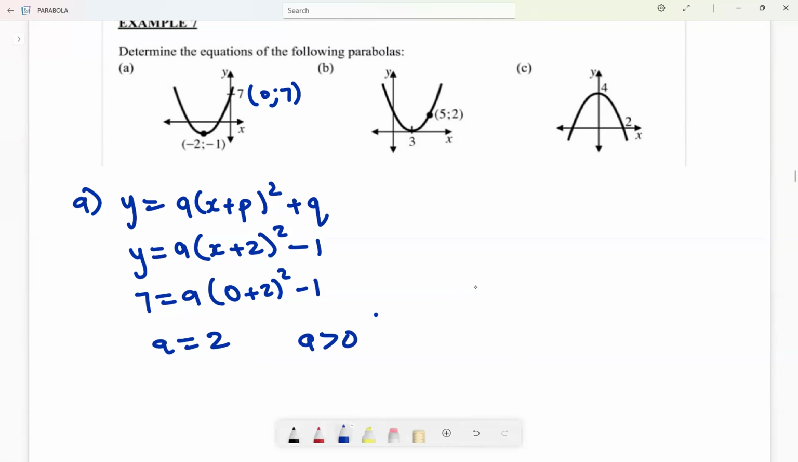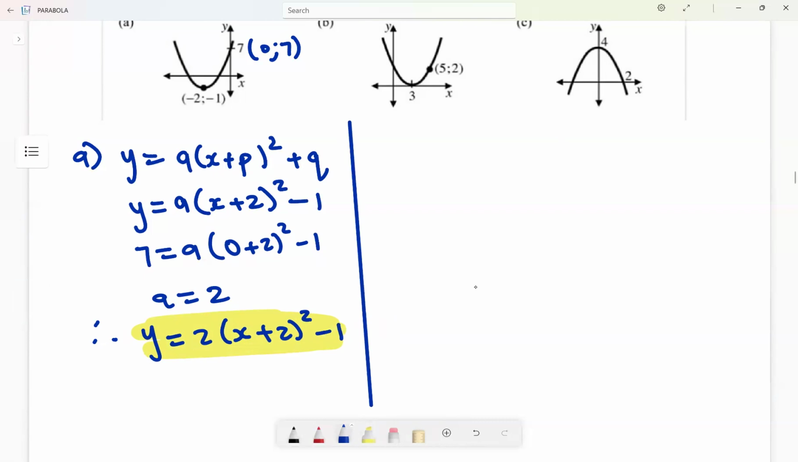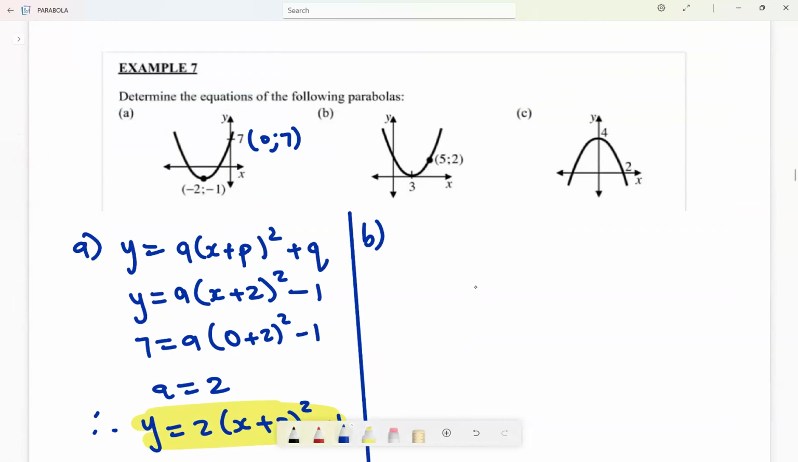Okay. And does it make sense that A is equal to 2? Yes. A is greater than 0. Then am I expecting a happy face? Is it happy face? Yes. Okay. Therefore, my equation is y is equal to 2 into x plus 2 squared minus 1. This is my equation. Okay, yes.